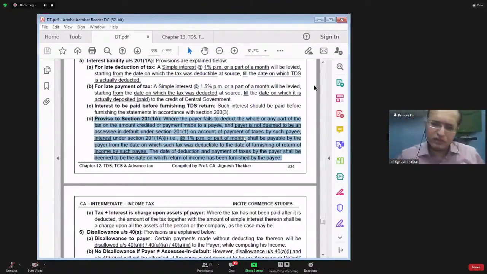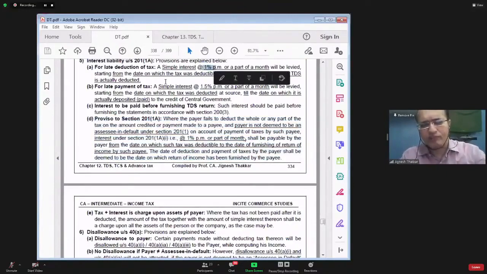Definitely yes. At what rate? 1.5% or 1%? See, generally 1% interest is payable from which date to which date? From the date on which tax is deductible till the date on which tax is actually deducted. And 1.5% interest is payable from the date on which tax is actually deducted till the date on which tax is actually paid to the government.